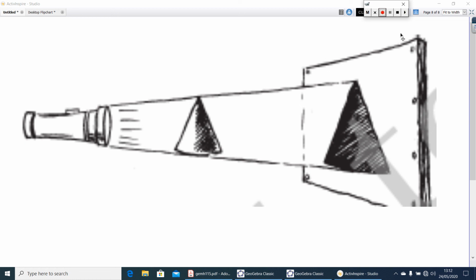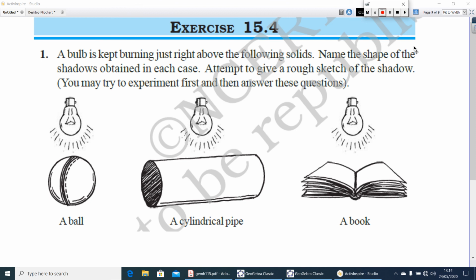Let us look at some examples, exercise questions. Exercise 15.4. A bulb is kept burning just right above the following solids. Here is a ball, a cylindrical pipe and a notebook. Name the shape of the shadow obtained in each case. Attempt to give a rough sketch of the shadow. You write the name of the shadow. Here you will get a circle and draw a circle.